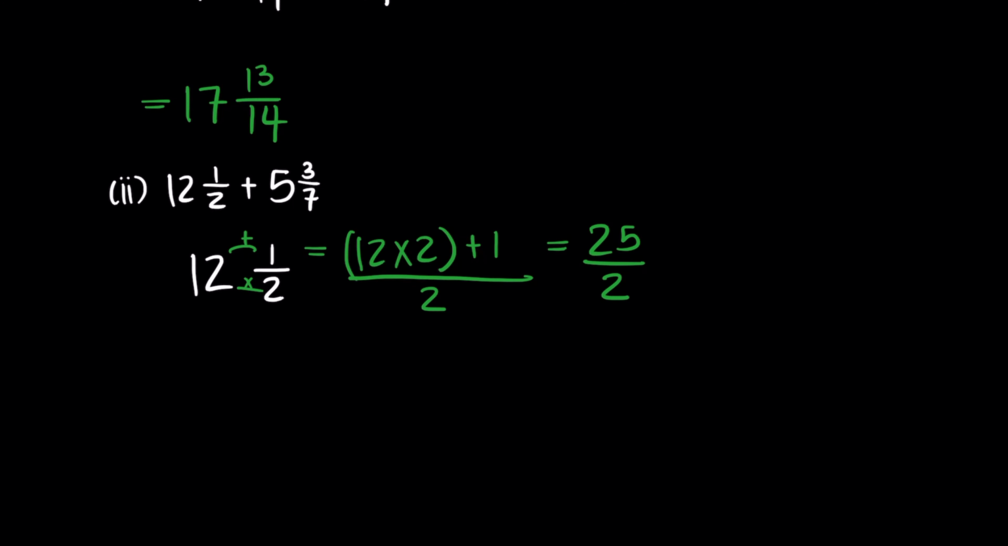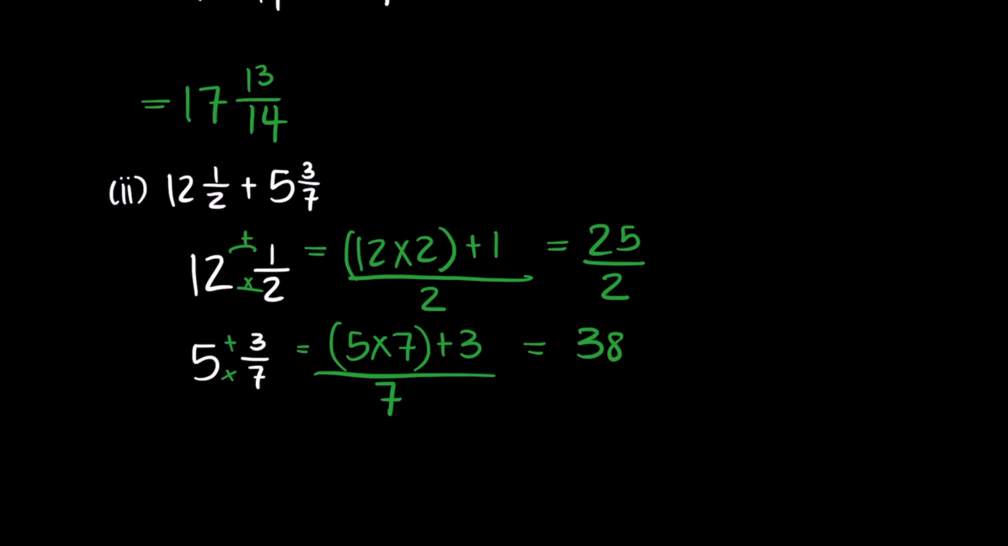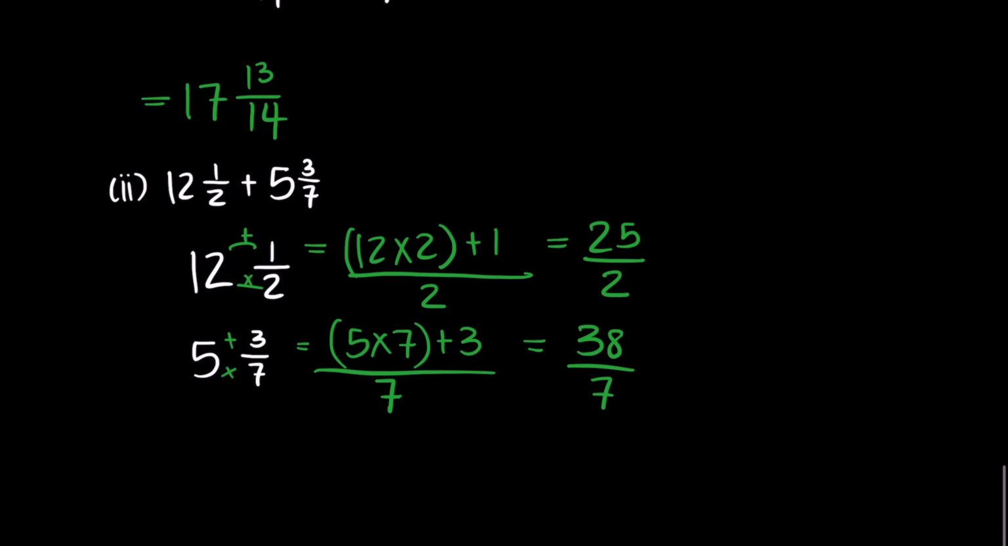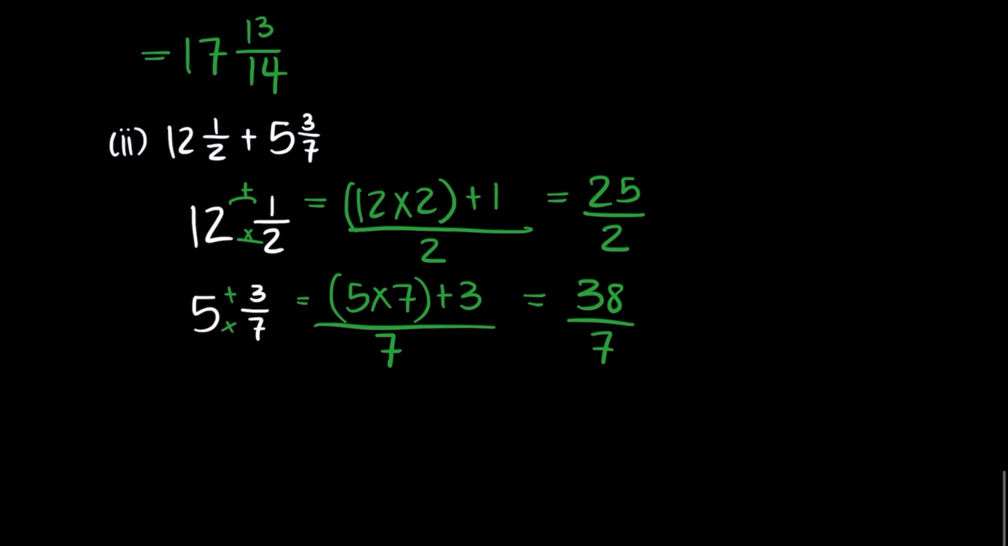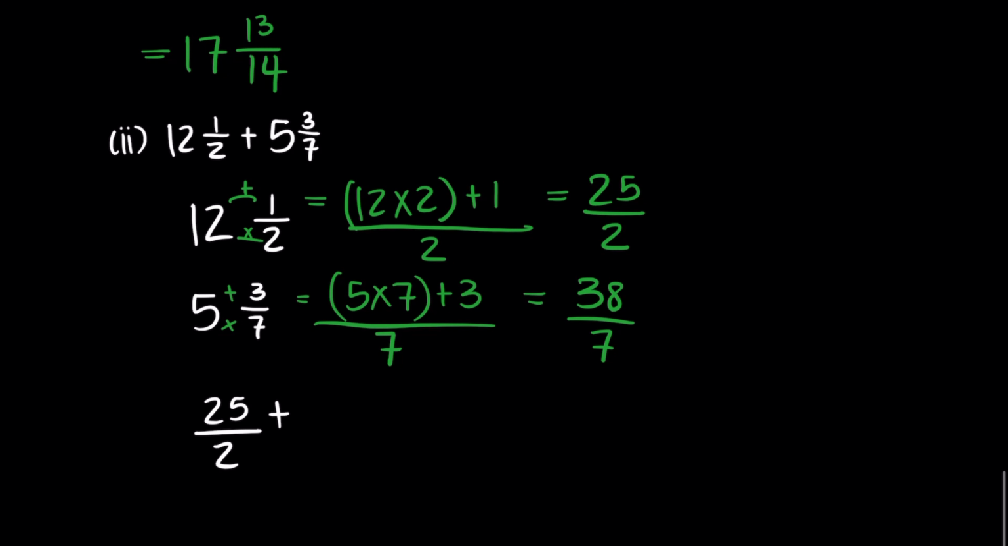We do the same thing with our other mixed number, 5 and 3/7. We multiply our denominator by the whole number, so 5 multiplied by 7, and we add the numerator, plus 3, all over the denominator, 7, which gives us the improper fraction, 38 over 7. And you can always check if this is correct by seeing if you get the same mixed number when you convert back. Okay, so now we're adding the improper fractions, 25 over 2 and 38 over 7.